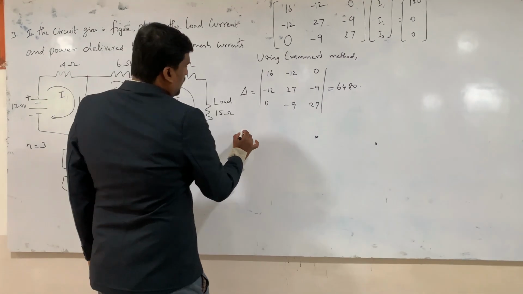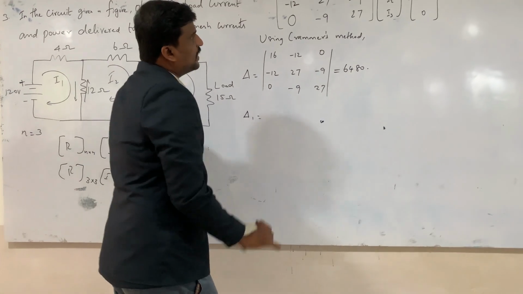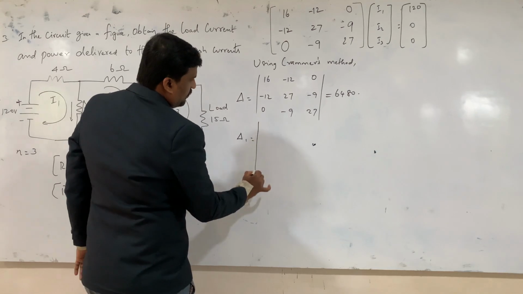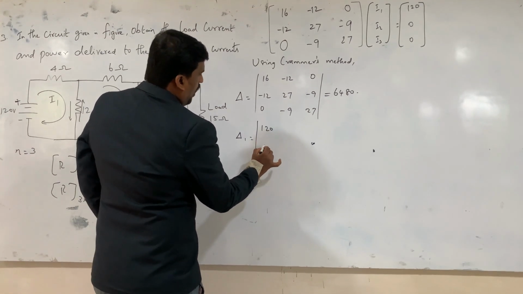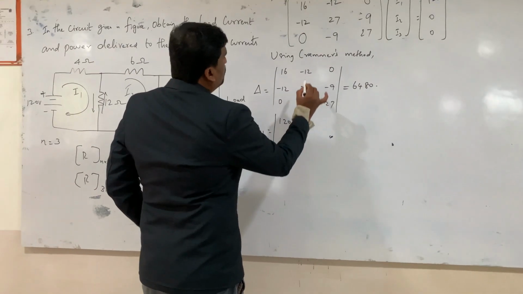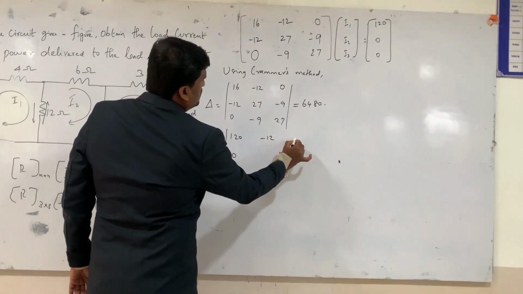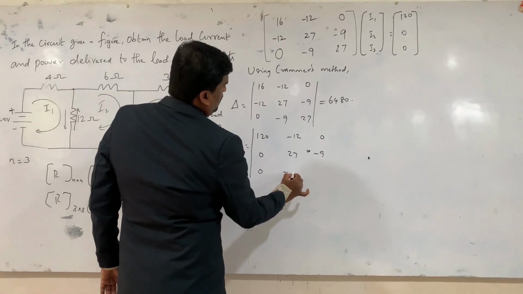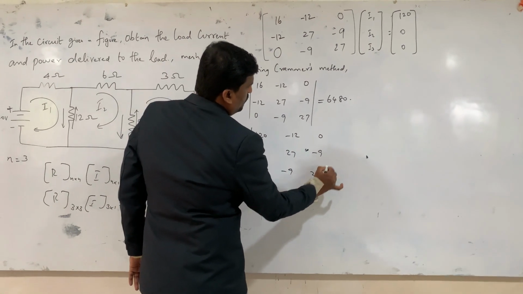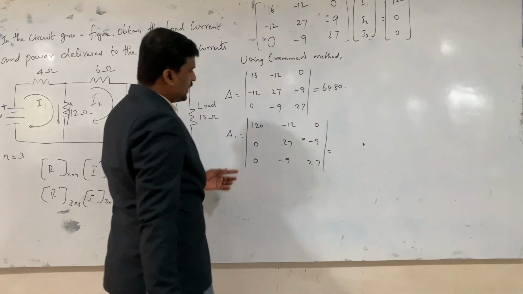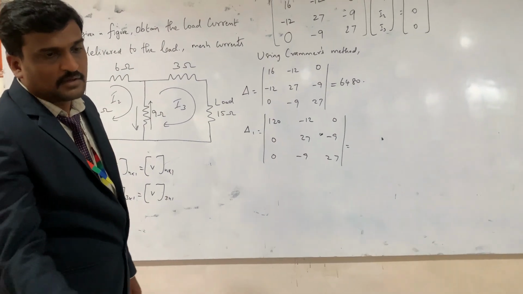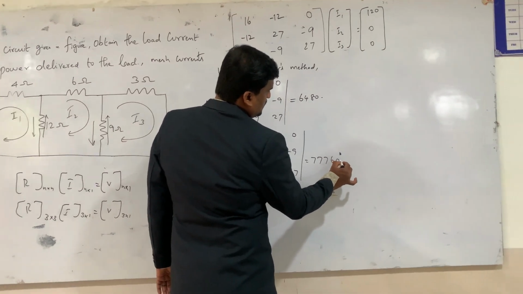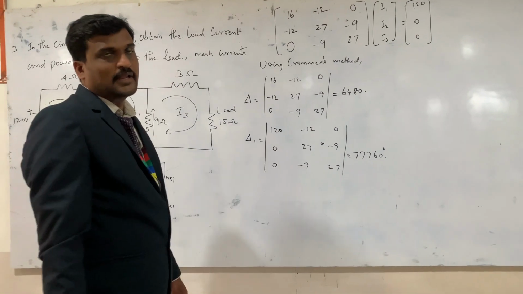And next del 1, replace the voltage values in the column 1. So here determinant of 120 minus 12 0, 0 27 minus 9, 0 minus 9 27. So you have to find the determinant for del 1. So the determinant for del 1 is 77760. So this is for del 1.